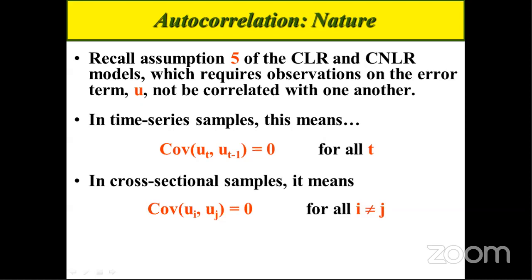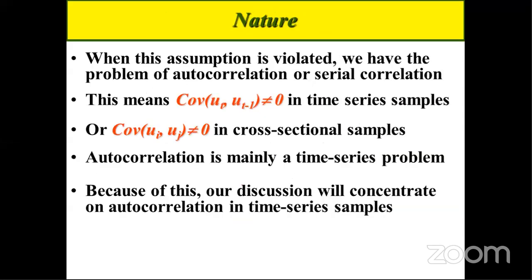So this is the fifth assumption in the classical linear regression model and also in the classical normal linear regression model. But unfortunately, in practice, in many situations, this assumption is not met by our regression model or does not hold good. So if this assumption does not hold good, then what do we have? We have a problem of autocorrelation.